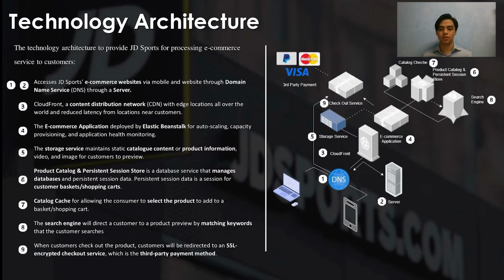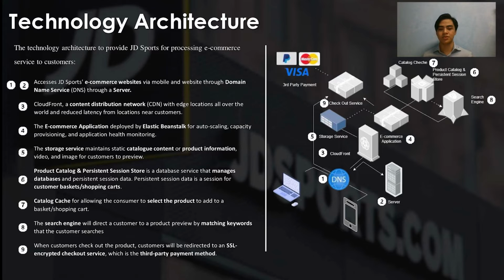It has locations all over the world and it can store static material and provide it with reduced latency from locations near the customer. For example, if a customer lives in Kuala Lumpur, the CDN will direct the customer to the Malaysia JD Sport website. Next is the e-commerce application, and it is deployed by Elastic Beanstalk. It will provide the auto scaling, capacity provisioning, and application health monitoring. It can develop an application for users to access online shopping.